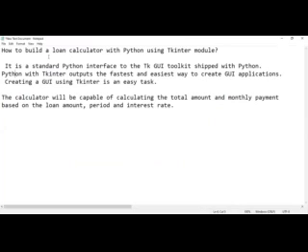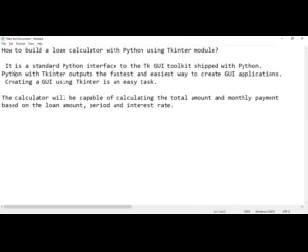Today, I'm going to demonstrate how to build a loan calculator with Python using the Tkinter module. You can execute the source code with the help of IDLE, PyCharm, or Jupyter also. Today, I'm going to demonstrate the programming with the help of IDLE only. Before that, you have to know some basic things.